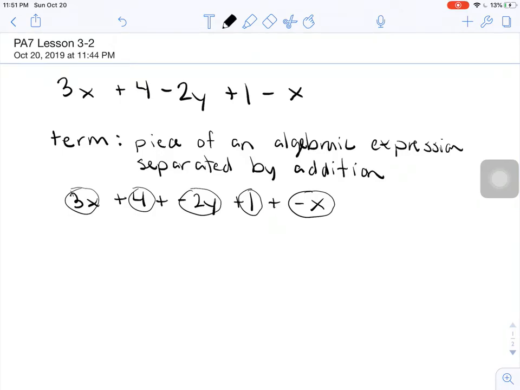The reason that's important is because what we do with the terms is going to be part of our process of simplifying. One of the things we do when we simplify is we look for like terms, because like terms can be put together. Like terms are terms that have the same variable.